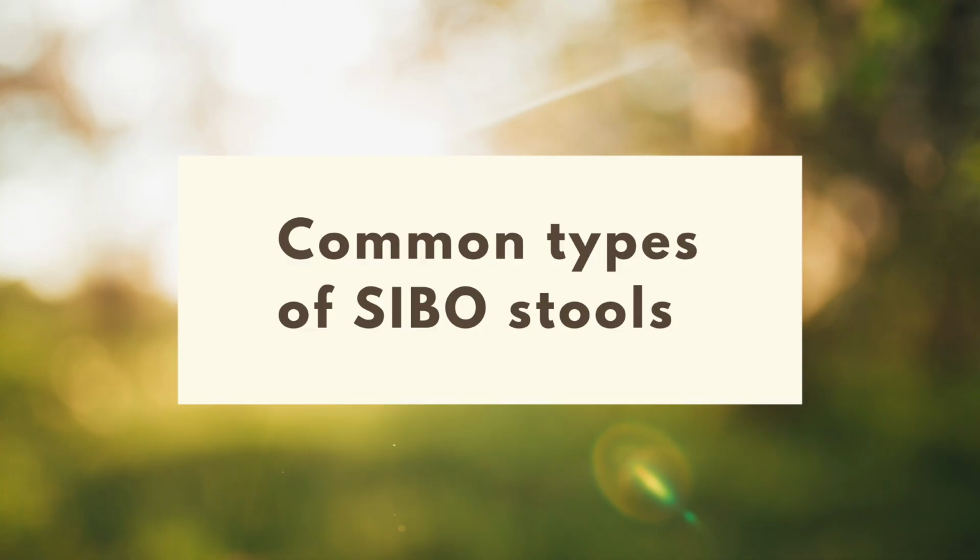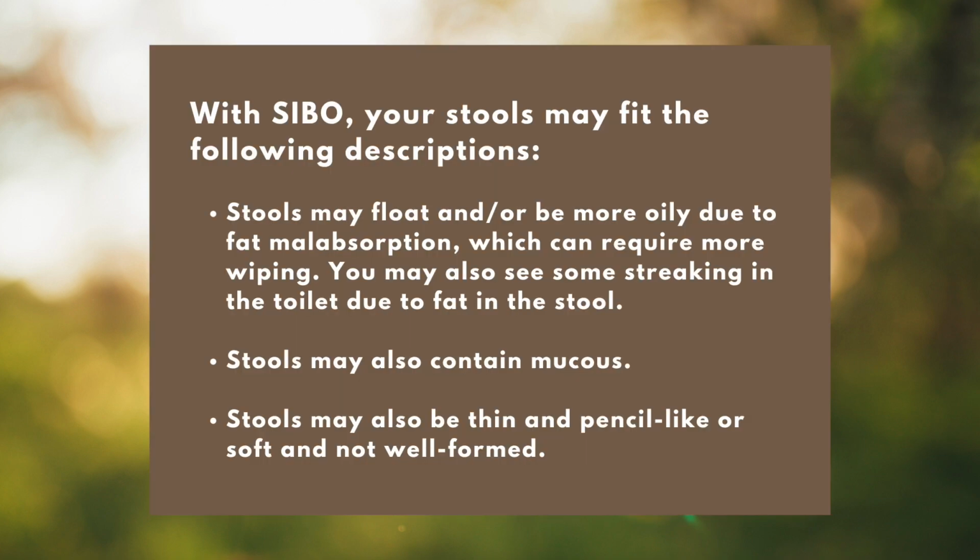Another thing that you may notice with SIBO is changes in your stools or bowel movements. With SIBO, your stools may fit some of the following descriptions. Your stools may float or be more oily due to fat malabsorption, which can require more wiping, and you also may see some streaking in the toilet due to fat in the stool. Your stools may also contain mucus, and your stools may also be thin and pencil-like or soft and not well formed.